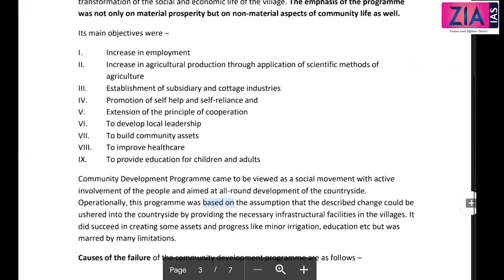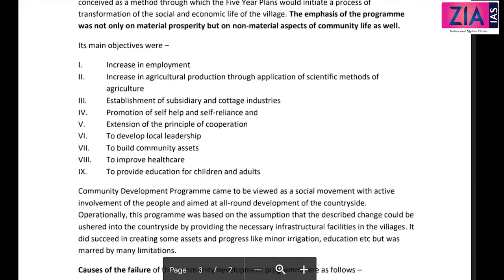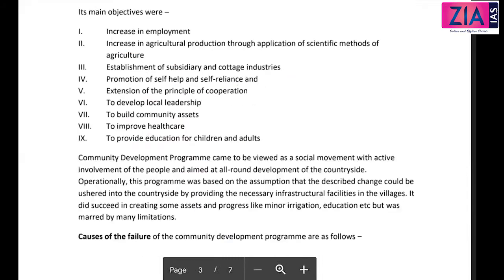Basically, what improves the standard of living of the people in the community in the rural area. So the main objectives cover all these: employment, agricultural production through application of scientific methods, establishment of cottage industry, promotion of self-help group, extension of the principle of cooperation, developing local leadership, community assets like roads, wells, canals, etc., healthcare, education. So overall plan.